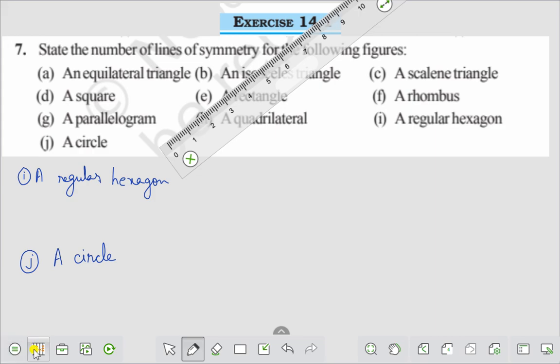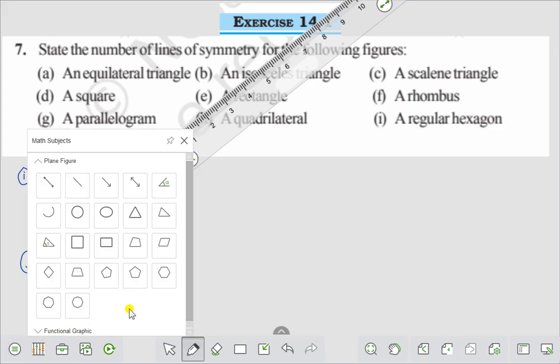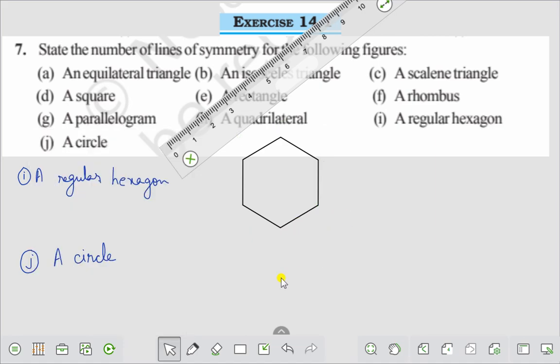If I take a regular hexagon, then regular hexagon means 6 sides. Here we are taking a regular hexagon, it has 6 sides, right? If we draw the various diagonals, then you are getting that in a regular hexagon there are 6 lines of symmetry, right? Let us draw here. Number of lines of symmetry.